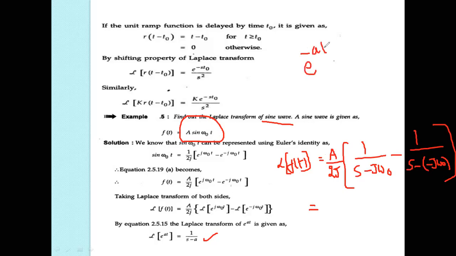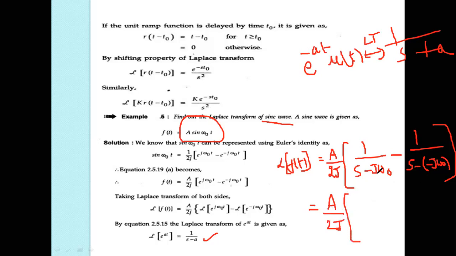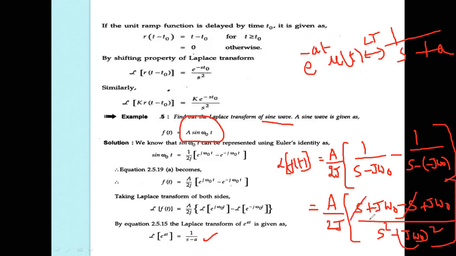Simply we can say the Laplace transformation of e power minus at u of t is 1 by s plus a. Remember this one. So A by 2j, it is s plus and s minus: s plus j omega naught minus s minus j omega naught, it becomes 2j omega naught, whole divided by a plus b into a minus b, s square minus j omega naught whole square. Now s and s get cancelled. j omega naught and j omega naught is 2j omega naught. 2j and 2j also get cancelled. In the numerator we have only omega naught. So A into omega naught whole divided by, j square being minus, s square plus omega naught square.